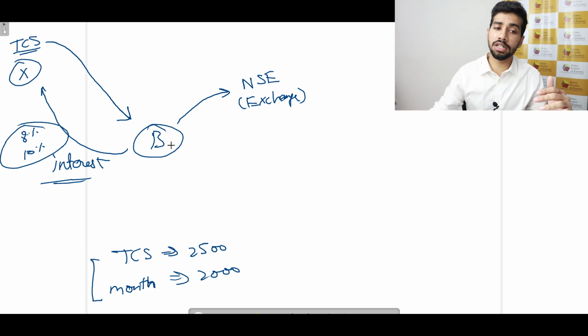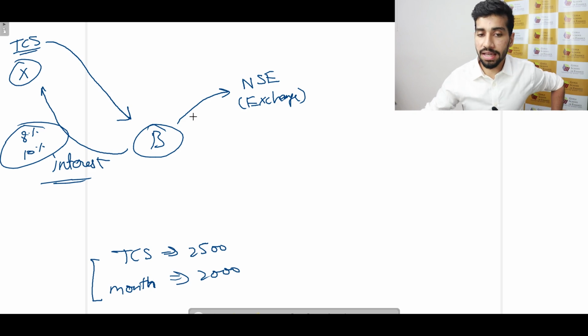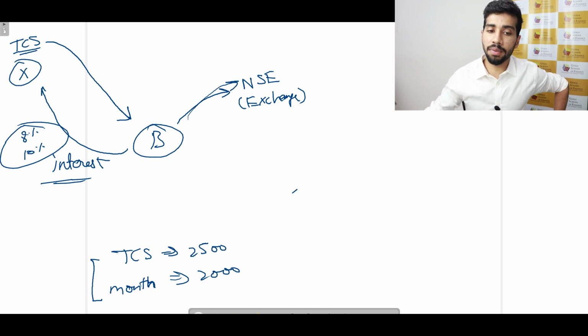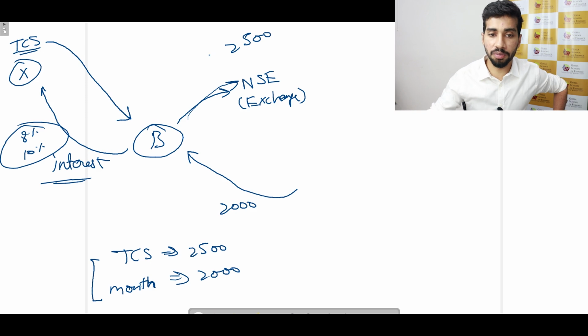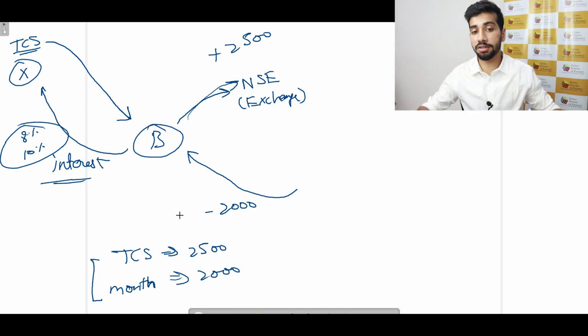So basically, what do we have to do? We have to borrow a share from person X. B sells it on the NSE. After 1 month, he gets it back at a cheaper rate. So he sold it at 2500. He got it back at 2000. So plus 2500, minus 2000 because he bought it back. So minus and plus, the cash flow thing.